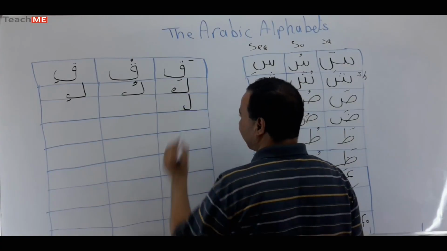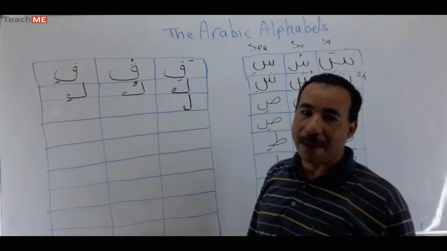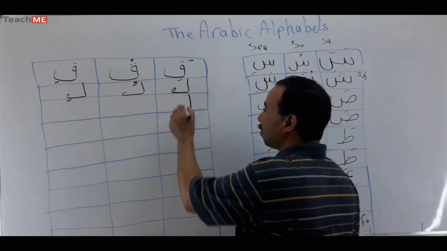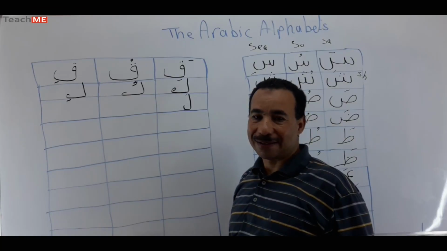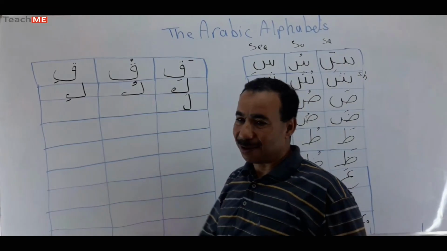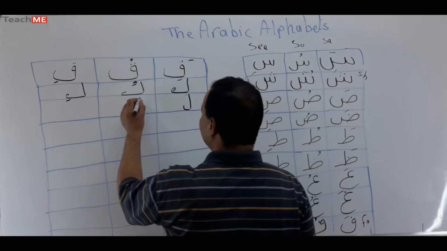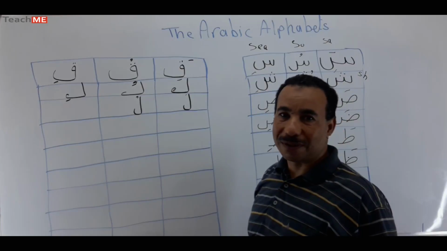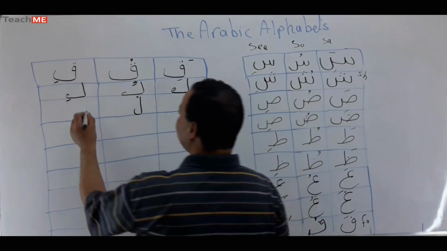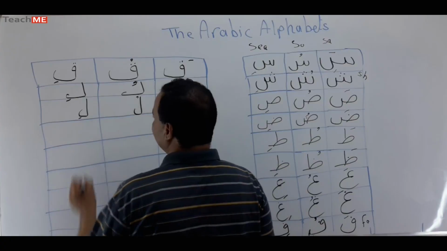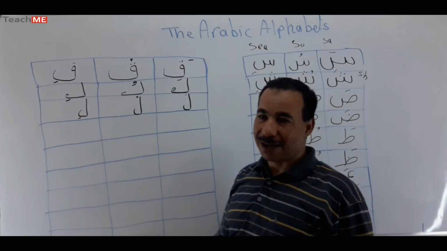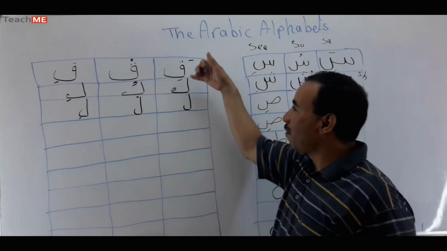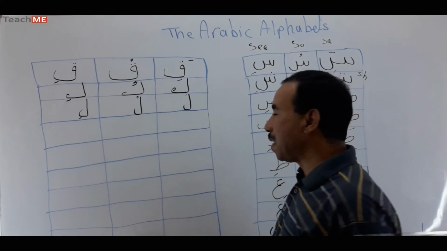After Qaf, Lam. This is Lam in Arabic. The sound, if we put fatha, la, like laban, milk. If we put dhamma, lu. After that, kasra, li, like lemon.